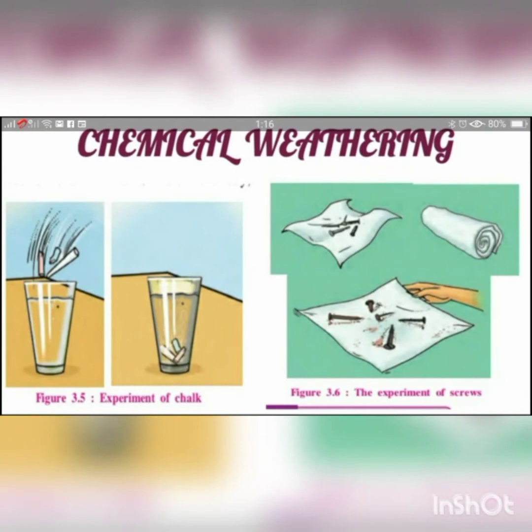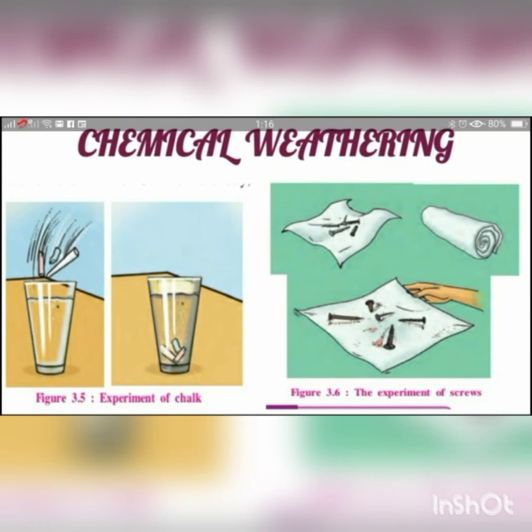Here students, we are going to study chemical weathering. Here two images are there. In the first image we have taken a glass of water, and we have put a piece of chalk in it. The chalk is going to dissolve in water, and the chemical reaction will be seen here.